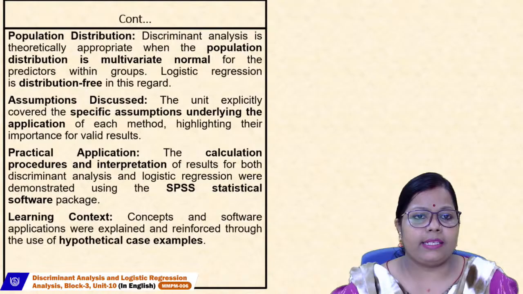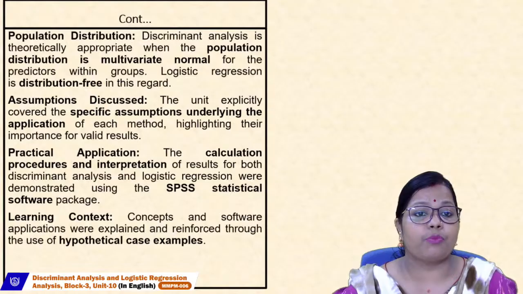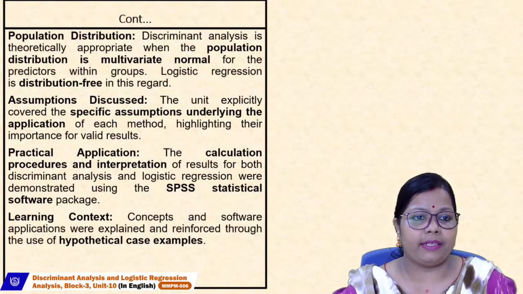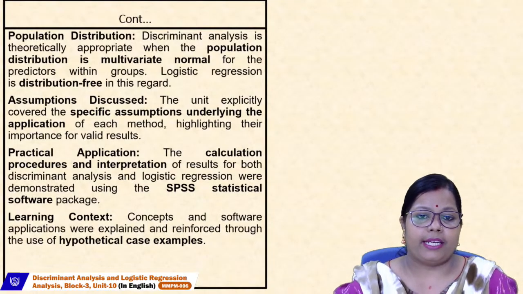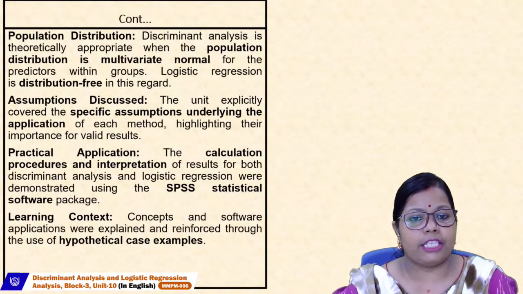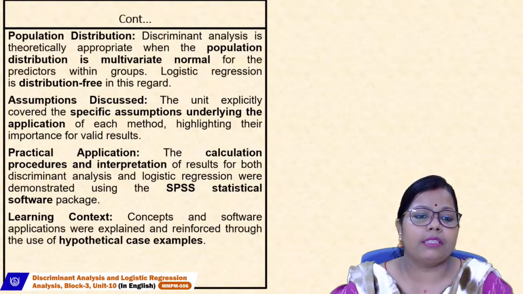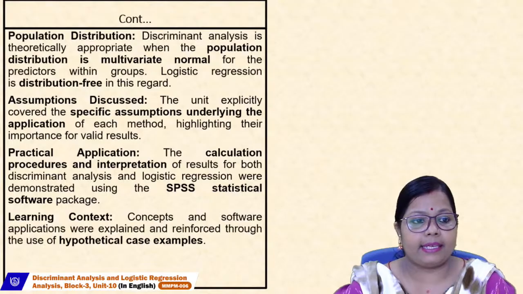Population distribution, if we see, discriminant analysis is theoretically appropriate when the population distribution is multivariate normal for the predictors within the group, and logistic regression is distribution free. It may be normal, it may not be normal, or you can say skewed, but logistic regression can be applied. We also discussed the specific assumptions underlying the application of each method, highlighting their importance for valid results, the calculation procedure and the interpretations.